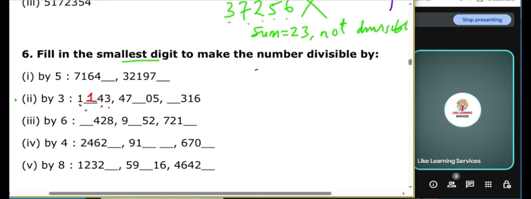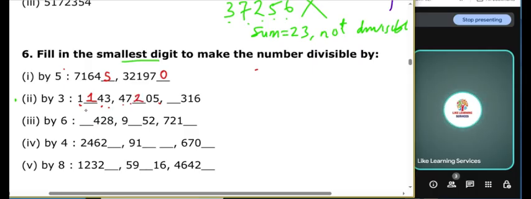What about this one? Of course, this one we can write 5 or 0. Any one will be divisible by 5 once it ends. Okay, 4 plus 7 is 11. Sorry, 4 plus 7 is 11. 11 plus 5 is 16. So 16 plus 2. Okay, 2.